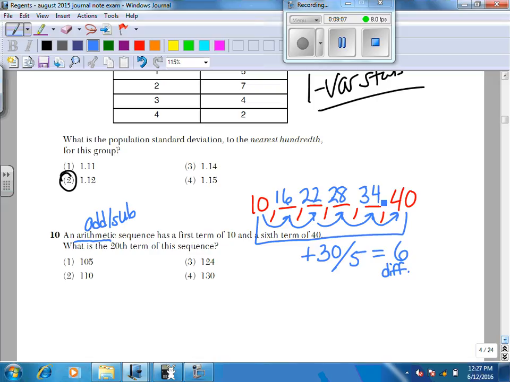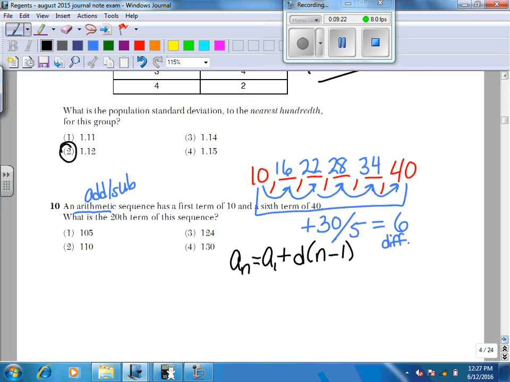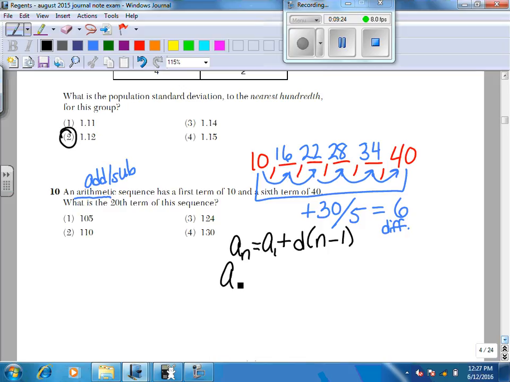Makes sense? Now, you could have done that algebraically as well, using the sequence formula that we're about to use. Now we want the 20th term. The formula for an arithmetic sequence is the first term plus the common difference times n minus 1. Our first term is 10, and we just figured out our common difference is 6. We want the 20th term, so plug in 20. When you plug that into your calculator, that gives you your answer of choice 3, 124.